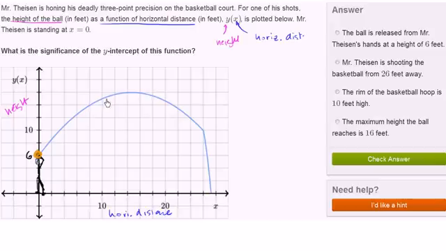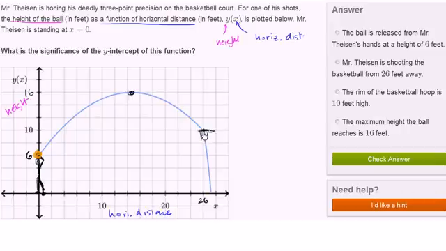It increases. It looks like it hits a maximum point right around there, roughly. That looks like it's at about 16 feet. And then it starts to go down. And right over here, it looks like it's about 22, 24, 26 feet out, it hits something. And considering that something is 10 feet high, it's reasonable to assume that the thing that it hits is the goal. And especially because the question states that he has deadly three-point precision, it's not crazy to assume that he actually makes the goal. And so that's where it goes into the net.